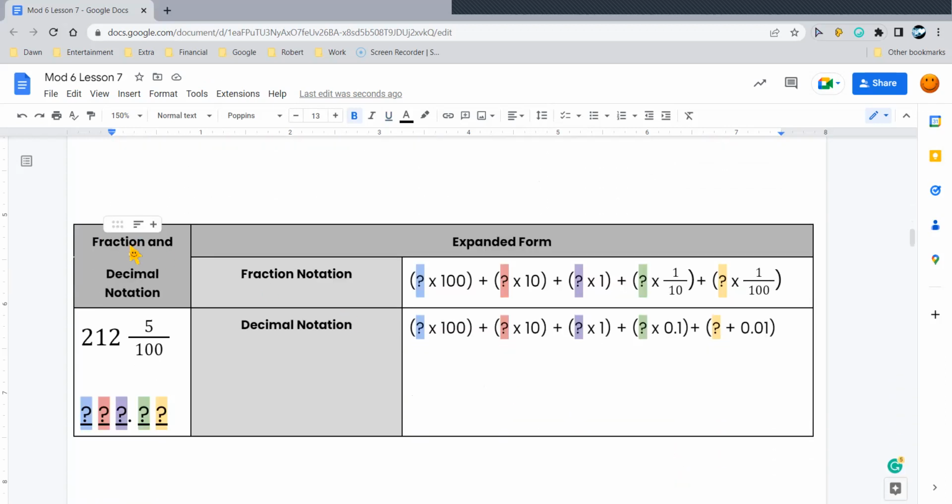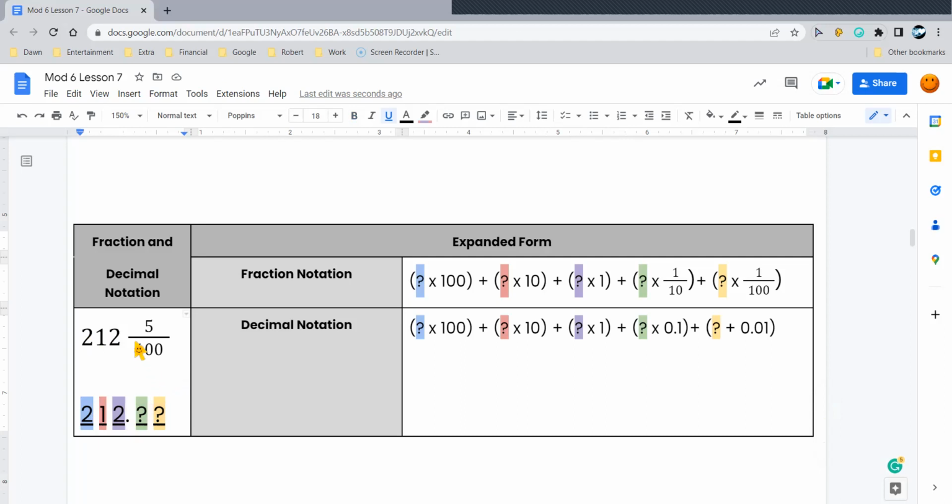Let's go look at another example. We're changing from fraction to decimal. There might be some where we do decimal to fraction, but this one's fraction to decimal. And then we're going to write it in expanded form. So we have 212 and 5 hundredths. I know the left-hand side of the decimal is my whole number. So right here in my decimal form, before the decimal, I'll write 212 because that's my whole number.